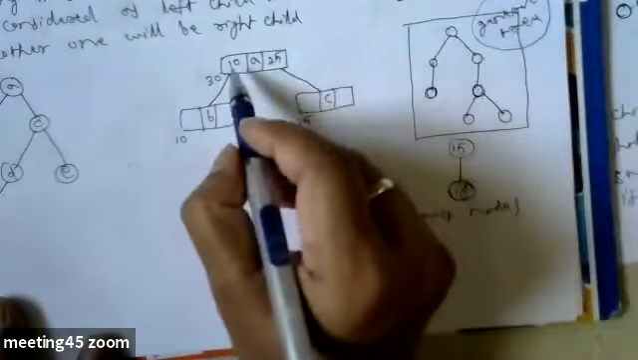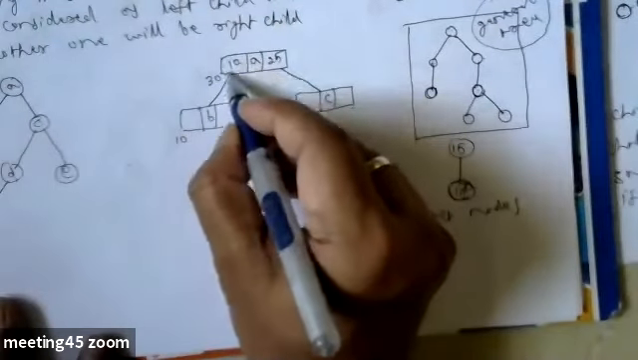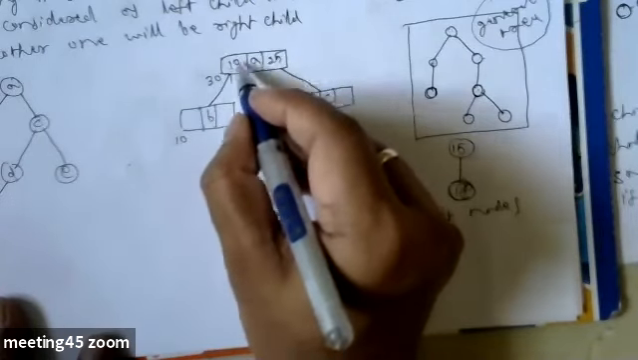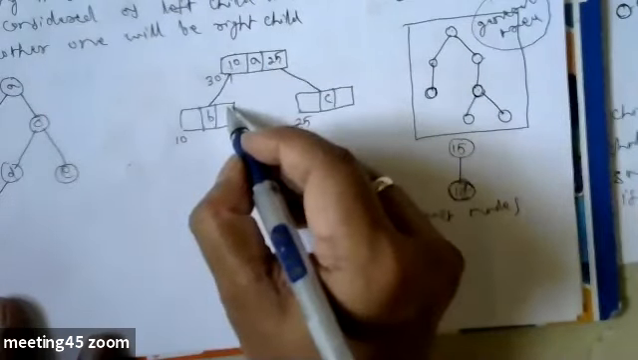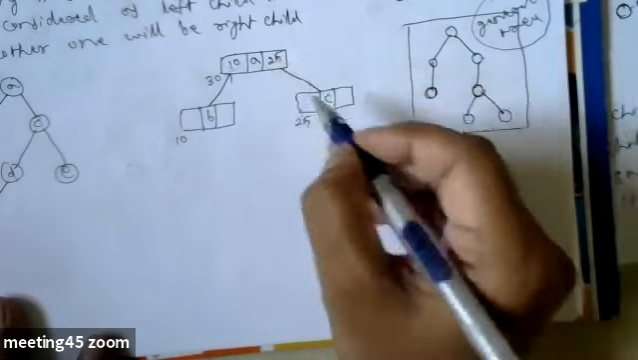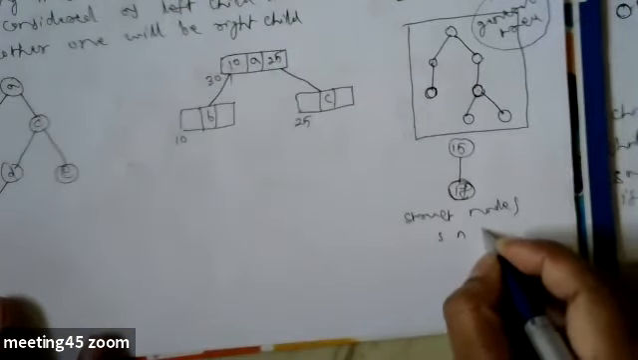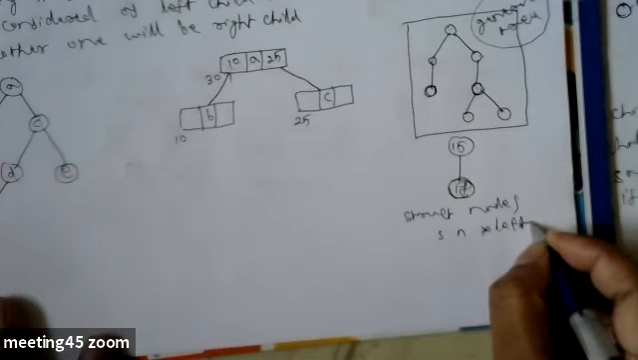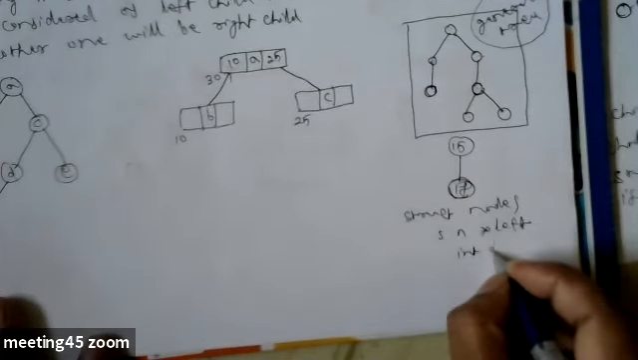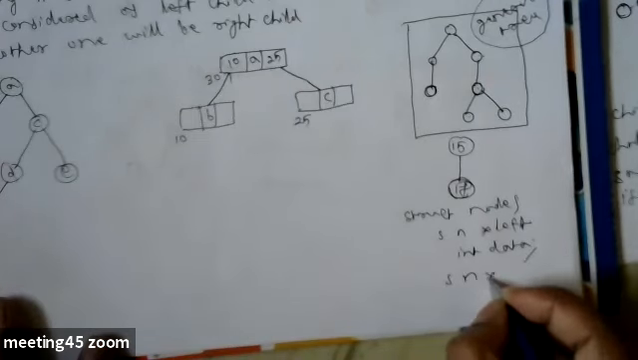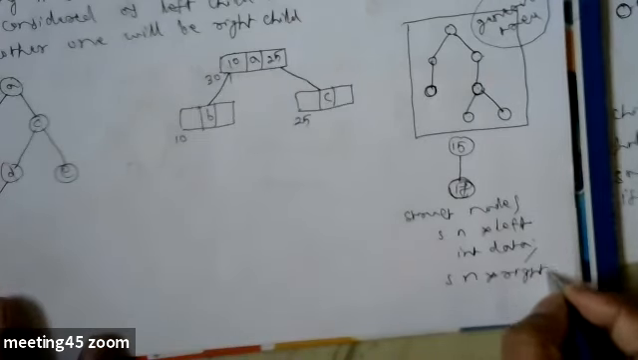Then how many parts? Three parts. This is a pointer, this is a pointer. This pointer should be of the same node type, because it points to the same kind of node. We can say it is struct node star left, int data or a character data, that's your choice, then struct node star right, and close it.